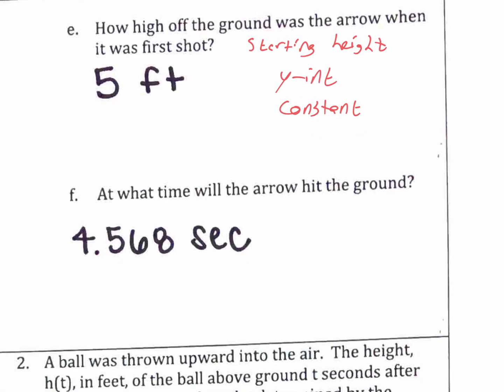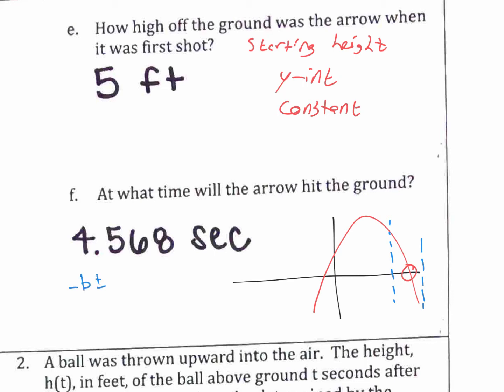Next, at what time will the arrow hit the ground? Well, we have two options here. One is we could use our calculator. Again, we know the shape of this thing. We could figure out what is the x value for this point right here. So we could go to our calculations menu, select 0, and then establish a left boundary and a right boundary. That's one method. Or, if we know the function, we could always rely on the good old quadratic formula to solve that for 0.